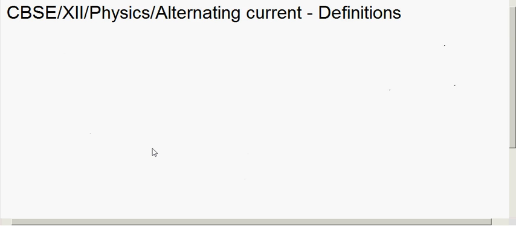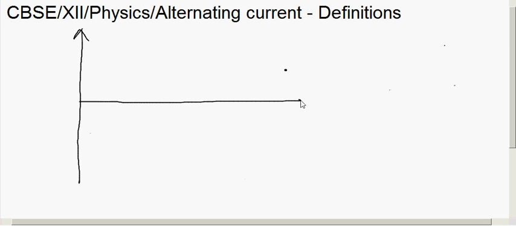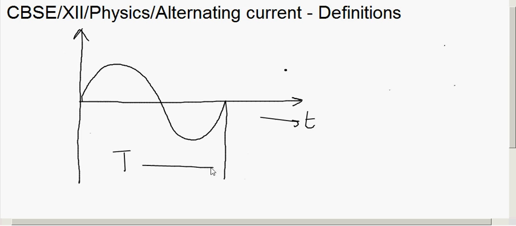Today I'll show you how you can represent an alternating quantity using a mathematical expression. Here I'll take a waveform for a voltage. Let us say we have an alternating voltage which varies continuously with time as shown in this graph. The time period of this is capital T. If the peak value is Em, this is Em, the peak value or amplitude, and on the negative side it will be minus Em.